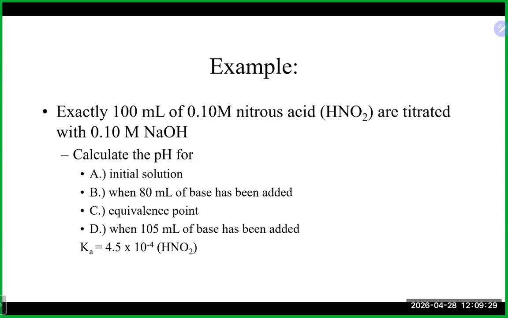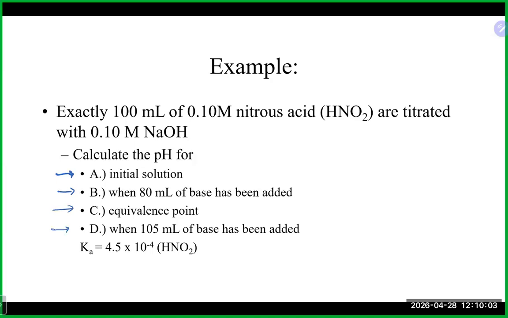All right. Well, now comes your turn to work out problem time, right? All right, so we're going to work out these problems here. You're starting with 100 milliliters of 0.1 molar nitrous acid. You're going to titrate it with 0.1 molar sodium hydroxide. We're looking for the pH at 4 different spots. What is the initial pH? What is it after you've added 80 milliliters of your base? What is the pH once you reach the equivalence point? And what is the pH at 105 milliliters?